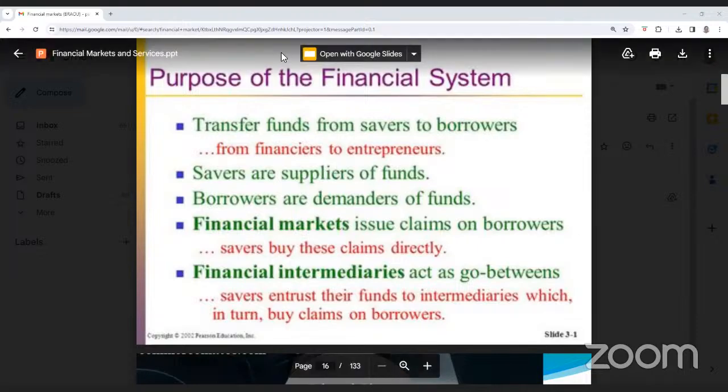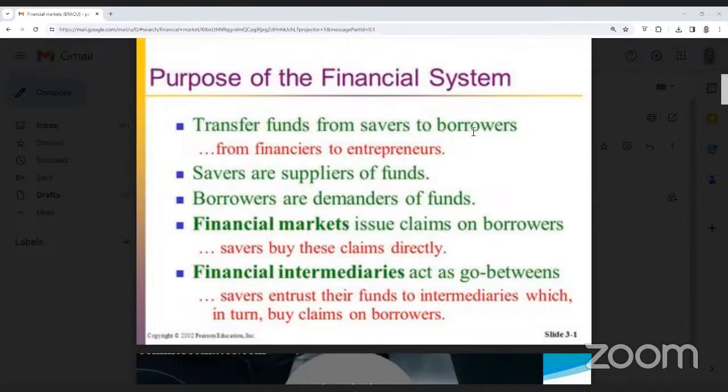Is it clear? So what is the purpose? They have to transfer funds from saver to borrower. Saver: I'm saving my money in the bank. And opposite, the person is borrowing from the financiers, that is the financial institutions, the entrepreneur, that is, they want to develop their business. Okay. Savers are suppliers of funds.